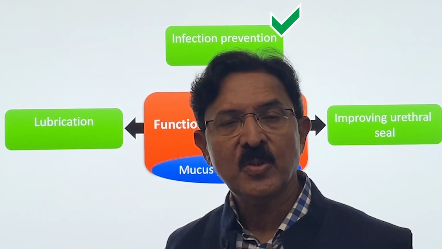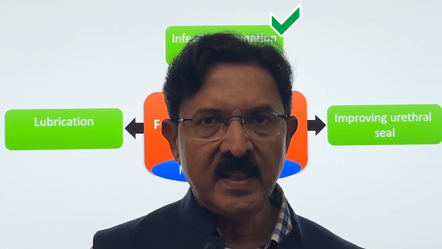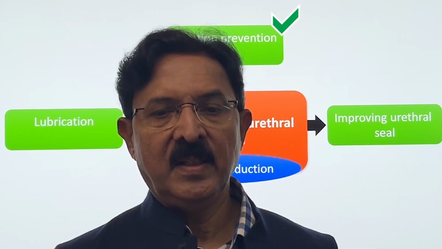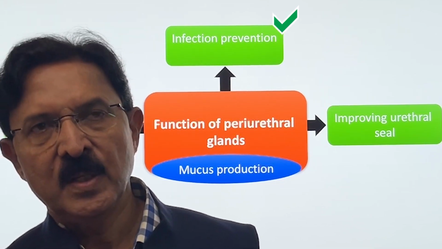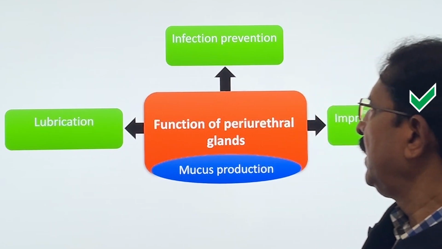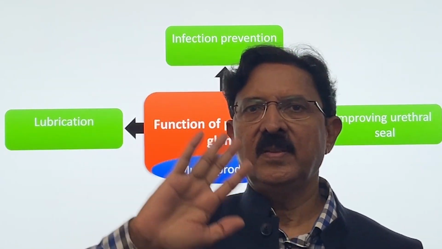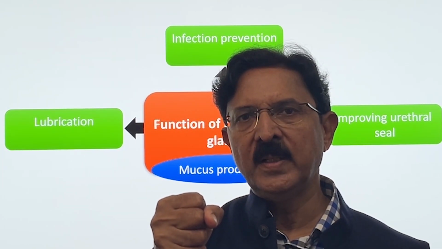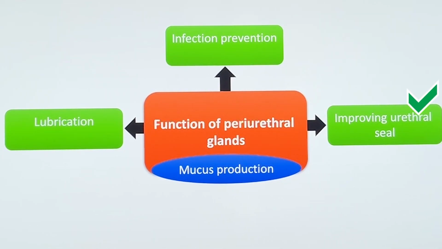And then this mucus also has immunological properties. It has some antibodies in it, because of which it can launch an immune attack on the offender, the pathogen that is attempting to come inside the female urethra. So mucus has a huge role in prevention of infection in a female. And thirdly, just by the sheer lining of mucus on the urethral mucosa, the occlusion of the urethral lumen becomes more watertight. So it improves the urethral seal.